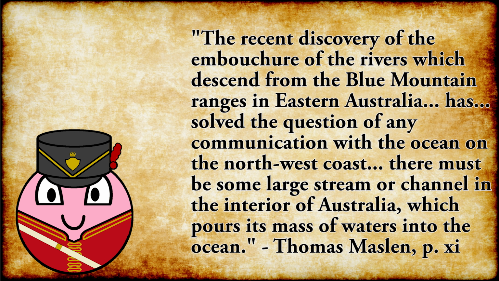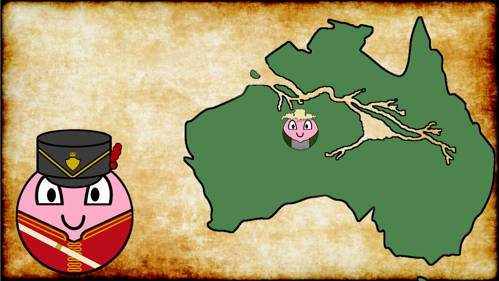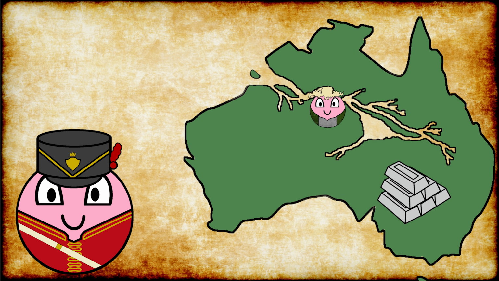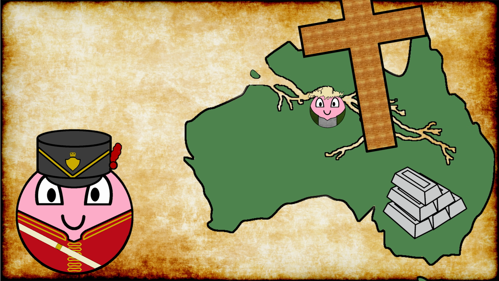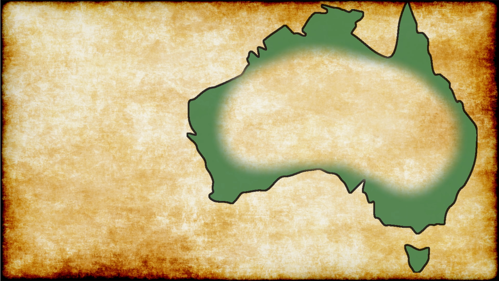There must be some large stream or channel in the interior of Australia which pours its masses of water into the ocean. This would mean land to explore, resources to exploit, and natives to educate about God. Maslen hadn't caused the increased interest in exploration that he'd hoped for. The inland was unknown for much of the 19th century.